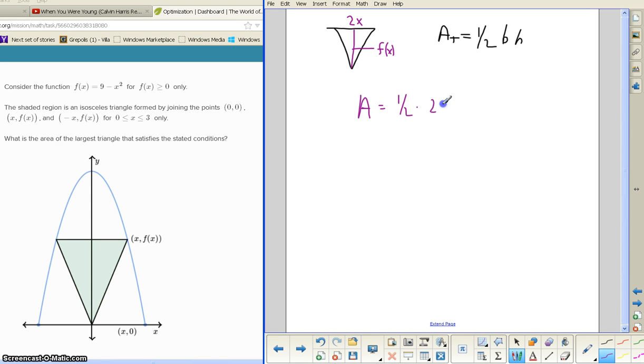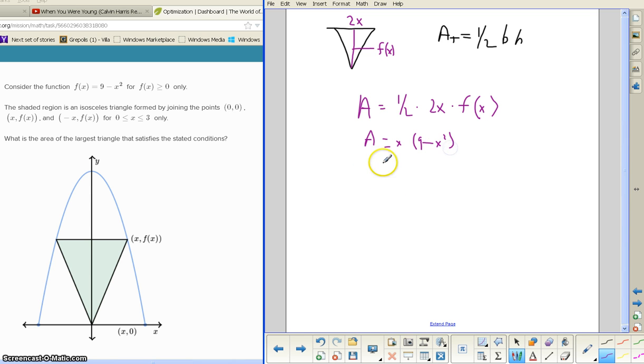times 2x times f of x. Now a lot of times we could call that y, and again you can't do differential or implicit differentiation with this. You have to get to one variable. So I'm going to get this to, the area is x times, well, the f of x is simply the y value, 9 minus x squared.